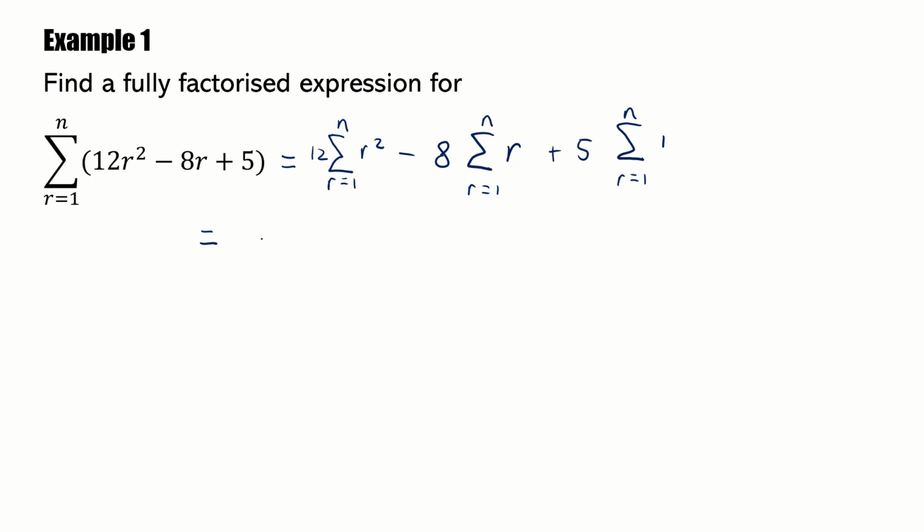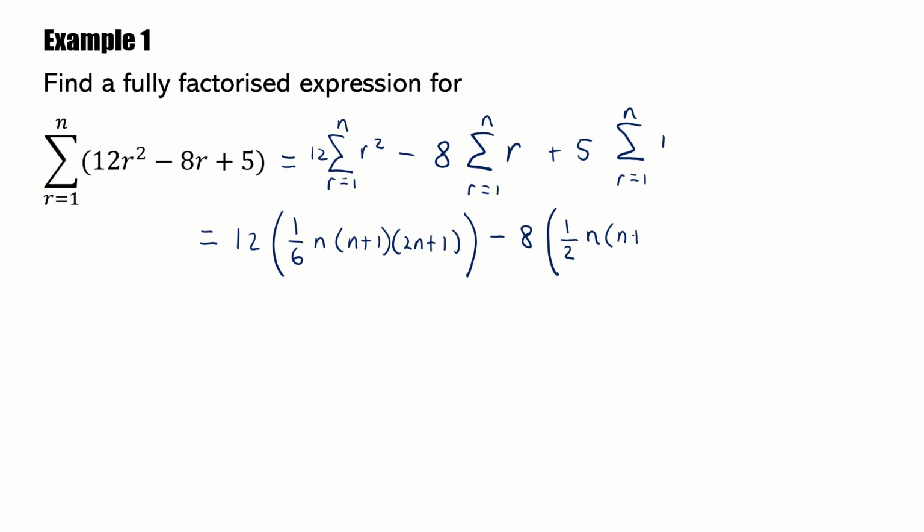We're going to have 1/6 lot of n plus 1, 2n plus 1 for the formula for r squared. Remember, that's one of the ones that's in the formula booklet. Then take away 8 lots of the formula for the sum of r, half lots of n plus 1. Remember, the sum of r is one of the formulas you need to remember off by heart. So that's one I got from memory.